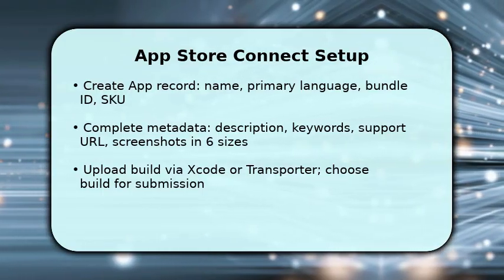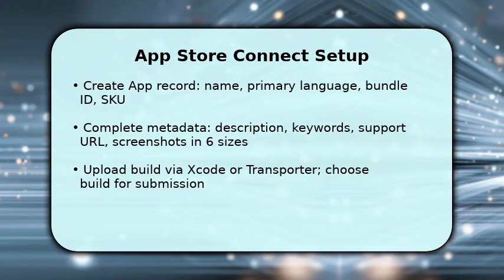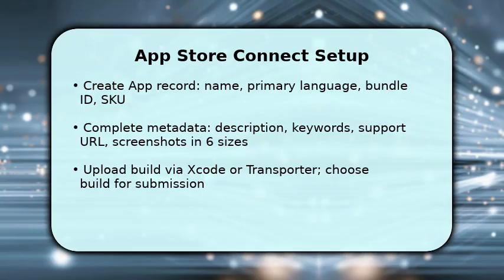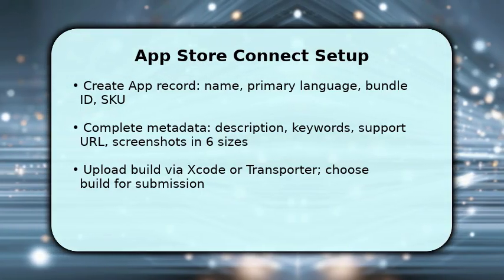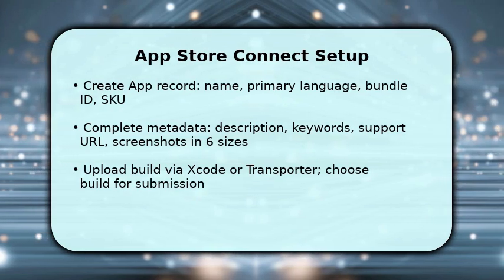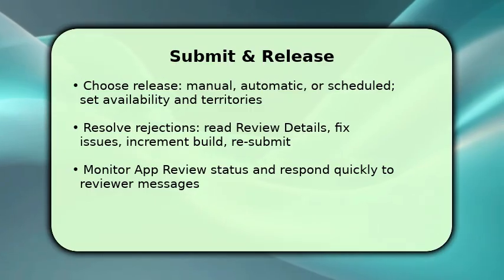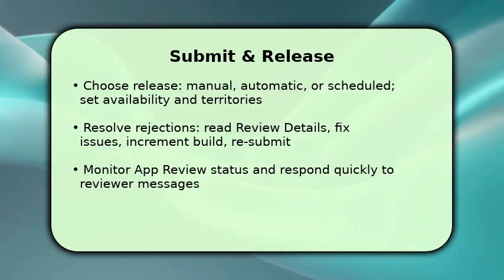After upload, select the build in your app version and attach screenshots for all required device sizes. Make sure to enter age rating and privacy answers accurately, because they determine availability and review scope. You finish by choosing a release option: manual, automatic upon approval, or a scheduled date, then submit for review.